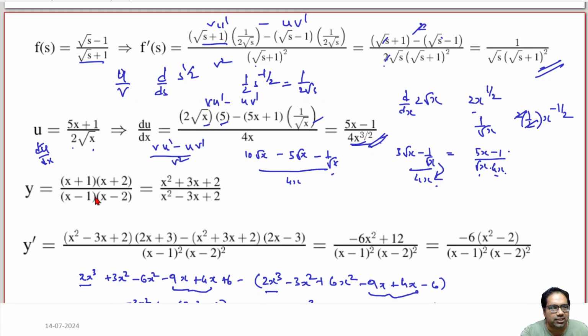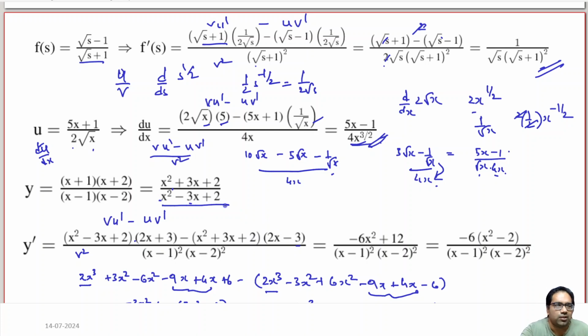So this one x square plus 3x plus 2 and this one x square minus 3x plus 2. Again the same, v u prime minus u v prime by v square. Okay, what is v square? x minus 1 into x minus 2 whole square. And v u prime, v is x square minus 3x plus 2, u prime, which is nothing but 2x plus 3, right? This is x power n form and this is constant into x form, 2x plus 3. Similarly, u prime, what is u? x square plus 3x plus 2 into v prime. This is 2x minus 3, right?